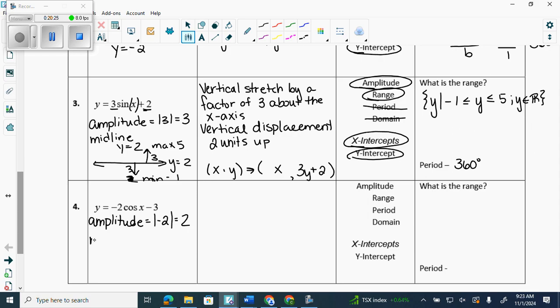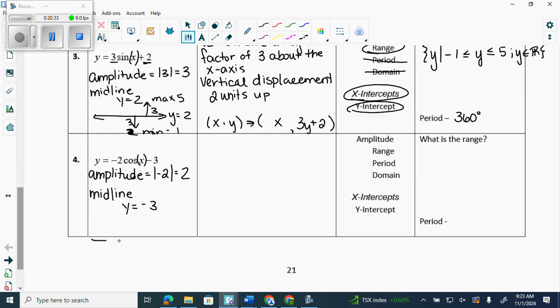Okay, and then my midline is y equals -3. So I have a midline at -3. And then I go up 2. So what's my max at? -1. And then I go down 2 from -3. What's my min at? -5. See how you can visualize it? Not memorize it? Understand it?